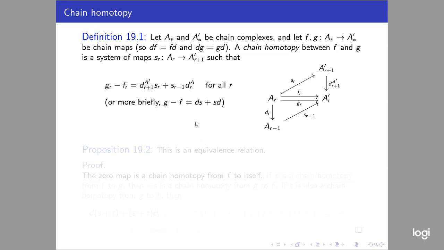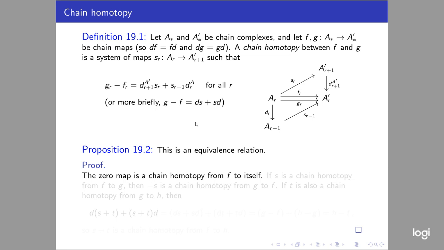The first thing to note is that this is actually an equivalence relation on chain maps. So what does it mean to be an equivalence relation? Well, it has to be reflexive, symmetric, and transitive. So reflexivity: F has to be chain homotopic to itself. In other words, there has to be a chain homotopy from F to itself, and there is. We just take each S_r to be equal to 0, right? Then F minus F is 0, which is D0 plus 0D.